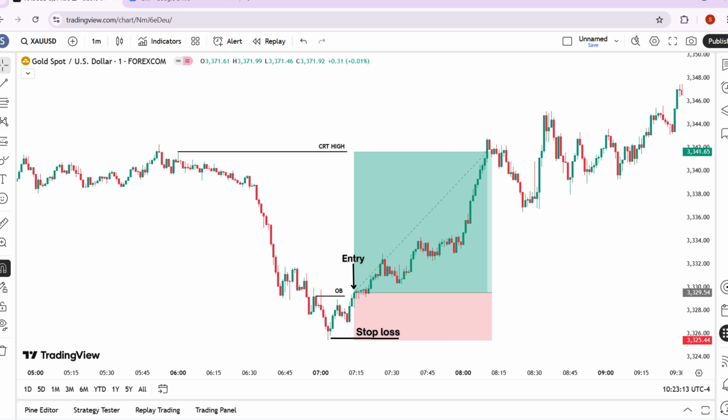Stop loss, SL, placed just below the recent swing low, which also aligns with the liquidity grab wick. This makes it a logical invalidation point. If price breaks back below, the manipulation thesis is wrong.